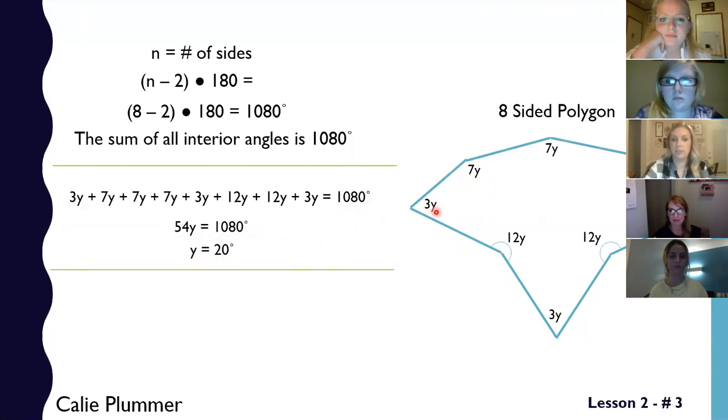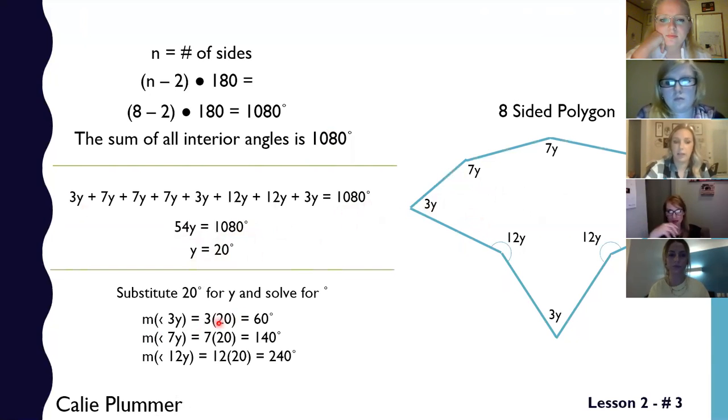So we will substitute in 20 degrees for each y value. When we do that, we find that each angle labeled 3y is going to be 60 degrees. The same concept for our 7y angles: we plug in our 20 degrees for our y value, and all of our 7y angles are going to be 140 degrees. And then our 12y angles, which we have 2 of, are going to be 240 degrees apiece because 12 times 20 is 240 degrees.